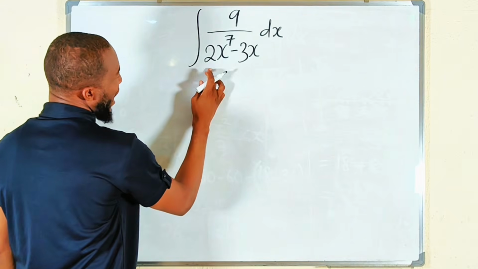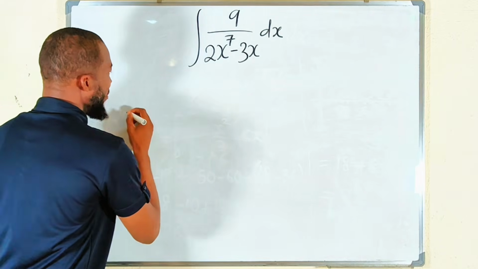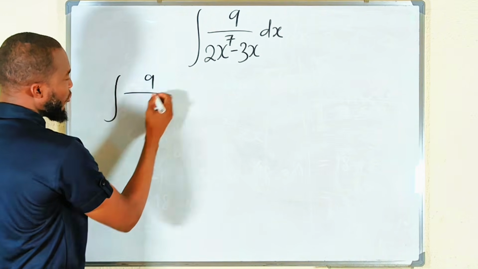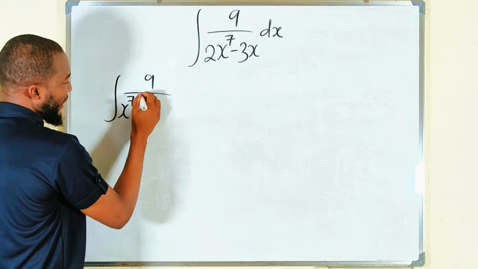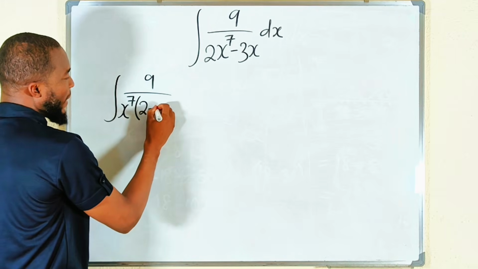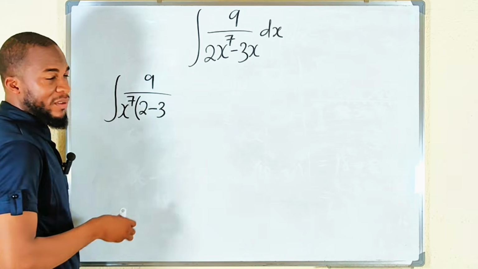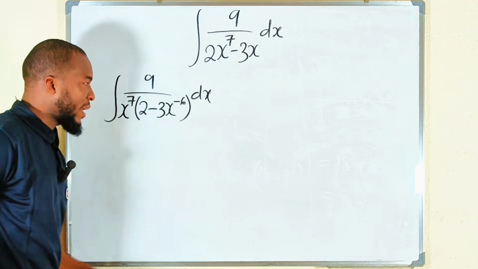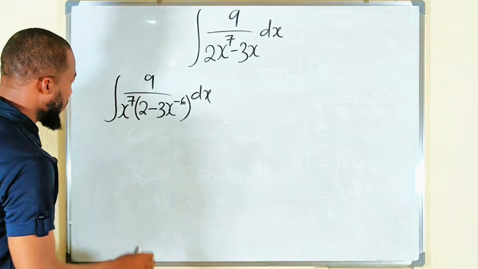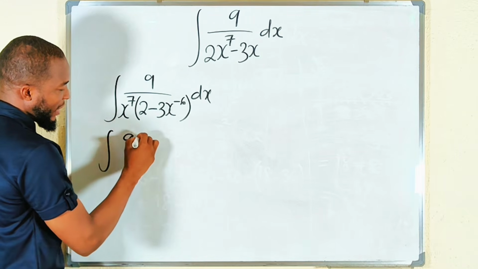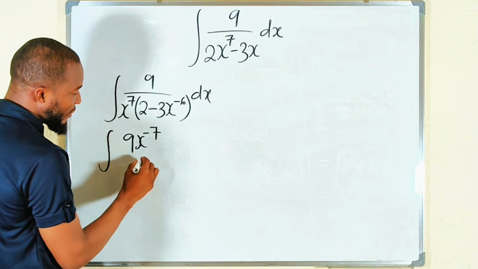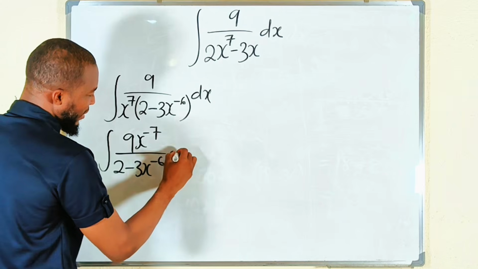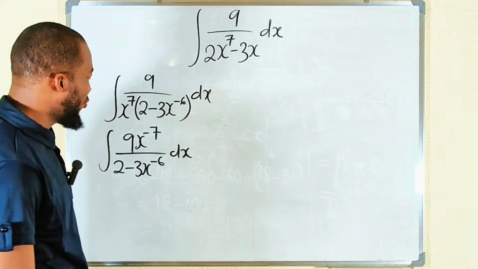You're going to factor out the highest degree at the denominator. So you have the integral of 9 divided by, if you factor out x to the power of 7, inside here you have 2 left, minus 3, x divided by x to the 7 is x to the negative 6, dx. Next, you can take this one up to the numerator. The sign will change. You have 9x to the negative 7 this time around, divided by 2 minus 3x to the negative 6 dx. Now, substitution.